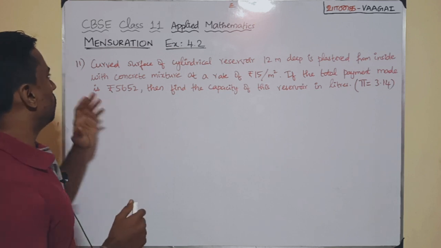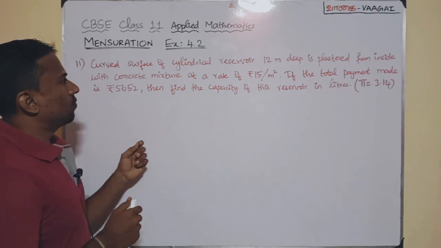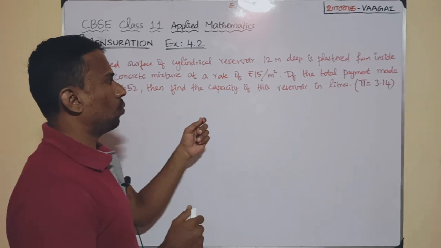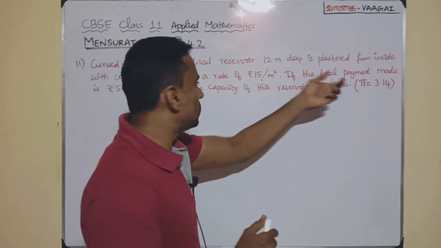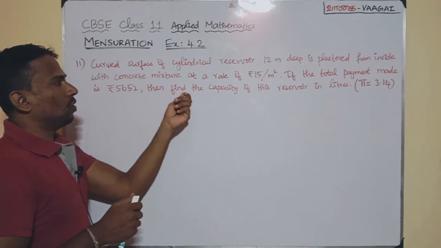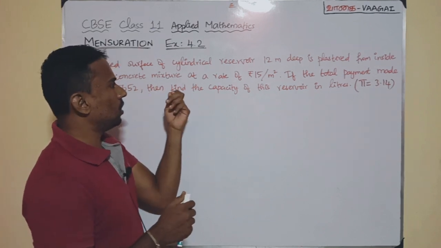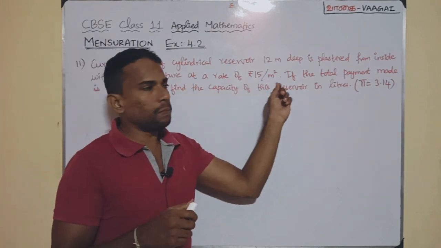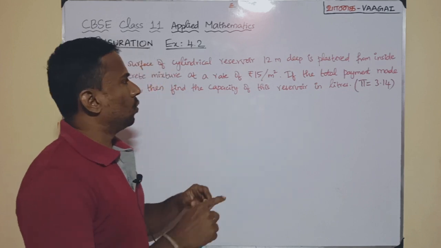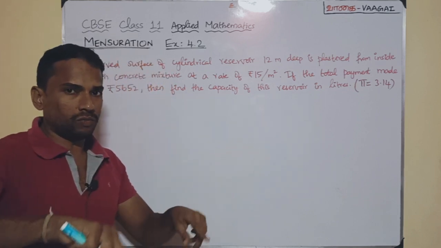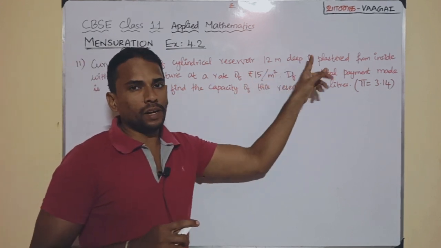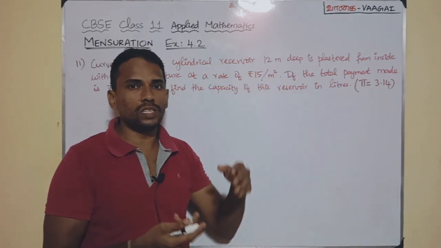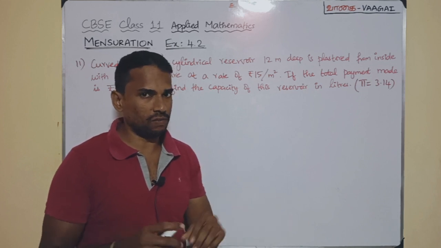Moving next to question number 11. The curved surface of a cylindrical reservoir which is 12 meter deep is plastered from inside with concrete mixture at a rate of rupees 15 per meter square. So there is a big reservoir in the shape of a cylinder, 12 meter deep. That means the height of the cylinder is 12 meters.